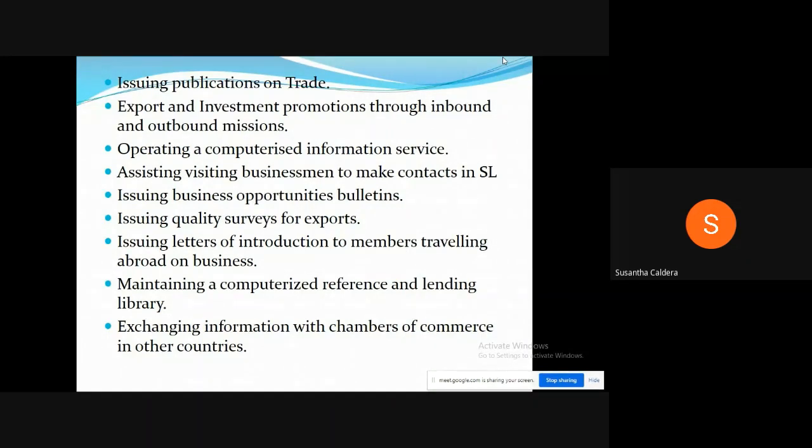Maintaining a computerized reference and lending library, exchanging information with chambers of commerce in other countries. That's another thing. I told you they are branches of the other one, and all the chambers of commerce in the entire world are linked together. So they exchange information with chambers of commerce in other countries also. Right?